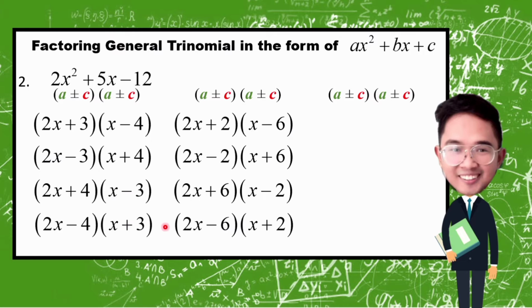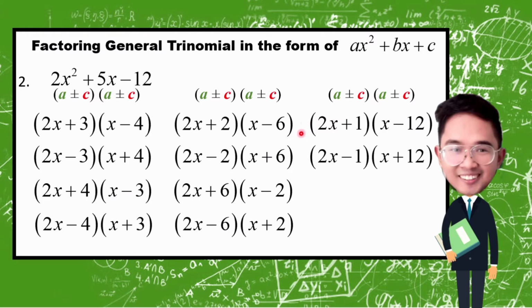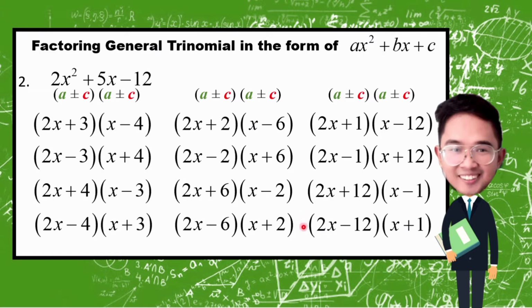These are the possible factors under the factors of 12, which is 2 and 6. Another set of possible factors are the quantity of 2x plus 1 multiplied by the quantity of x minus 12, the quantity of 2x minus 1 multiplied by the quantity of x plus 12, the quantity of 2x plus 12 multiplied by the quantity of x minus 1, and lastly, we have the quantity of 2x minus 12 multiplied by the quantity of x plus 1.